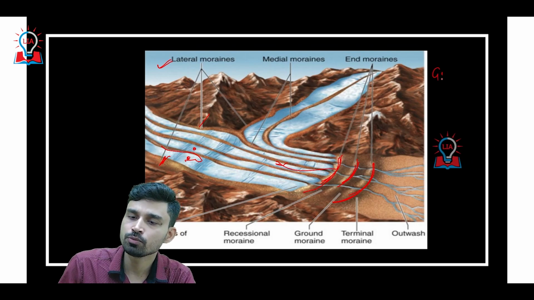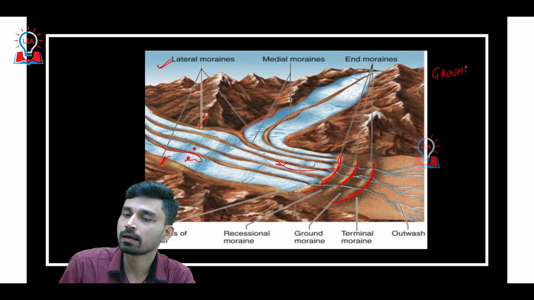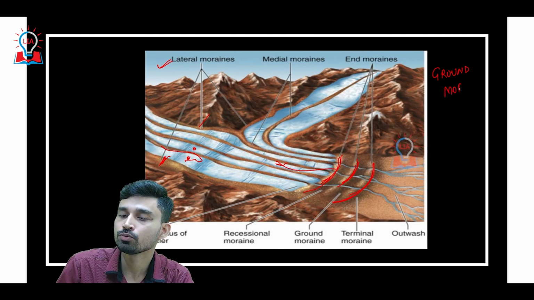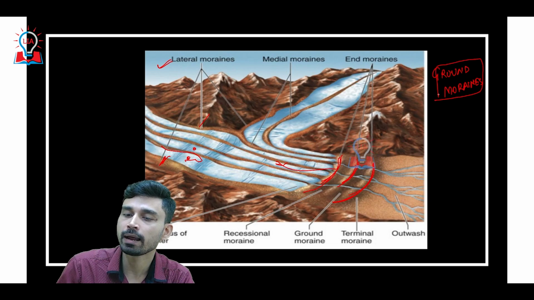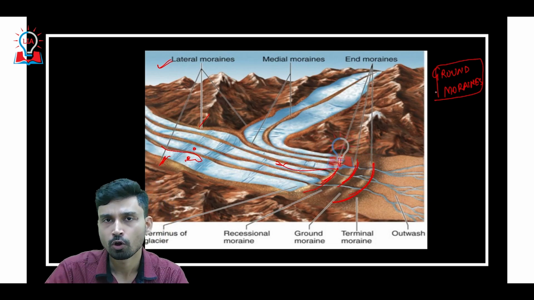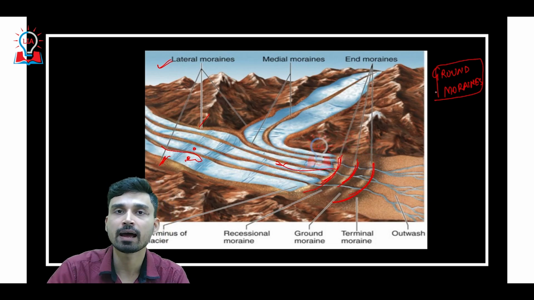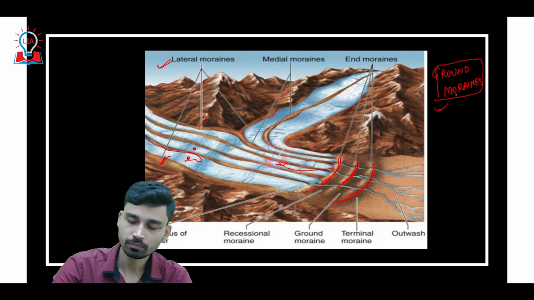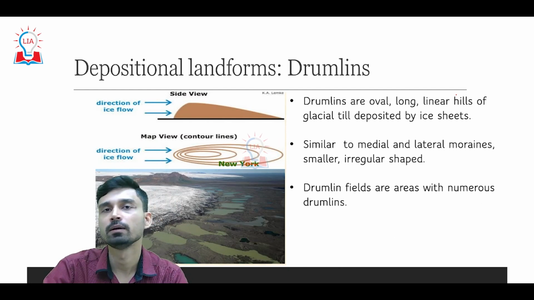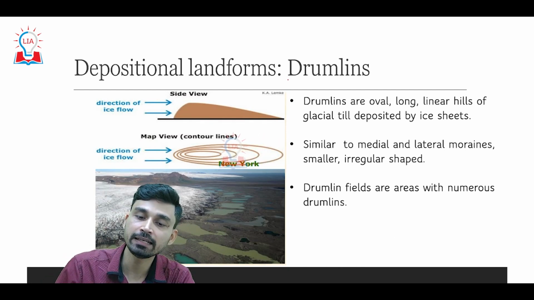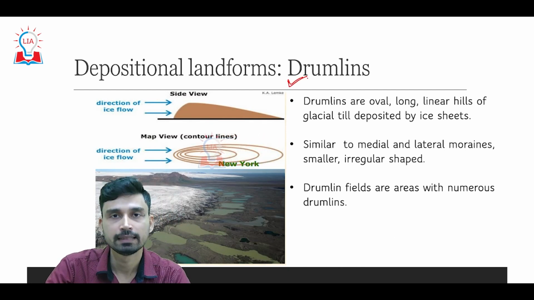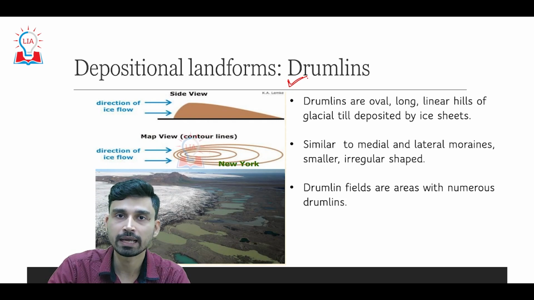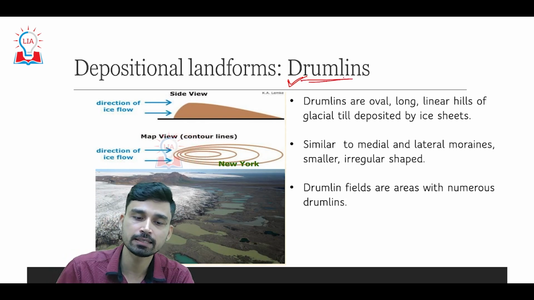Sometimes another term that is used is ground moraine. Ground moraine refers to those glacial tills and sediments which are situated at the bottom of the glacier, or beneath the ice sheets of the glacier. So that is another term you can keep in mind. Now, apart from moraines, another significant and very interesting landform that develops due to the depositional work of glaciers is what we can refer to as drumlins.